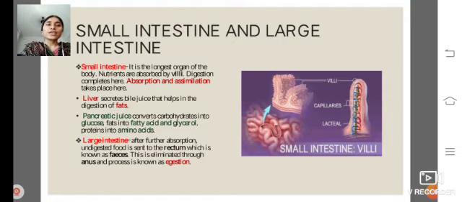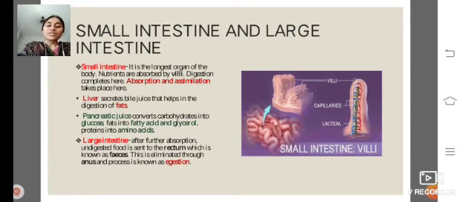When the digestion of food takes place in the small intestine, the liver secretes bile juice that helps in the digestion of fats. The pancreas secretes pancreatic juices that help in conversion of complex food particles into simpler ones, like carbohydrates get converted into glucose, fats into fatty acids and glycerol, proteins into amino acids.